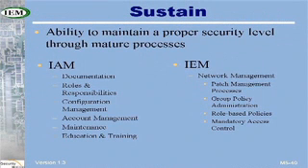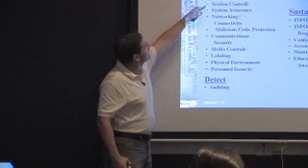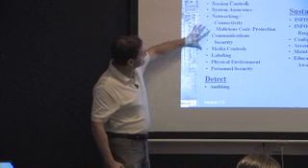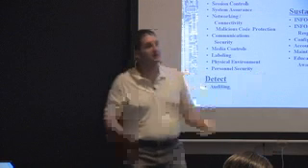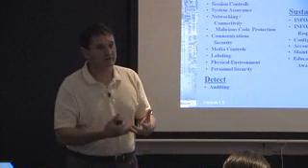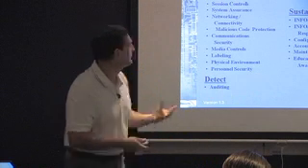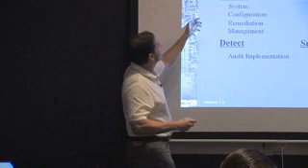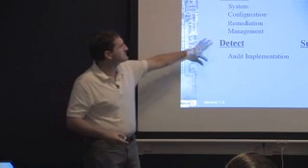The reason you get 4 numbers is because of the size of these lists. Within these lists, protect is very large, detect is very small, respond is very small, and sustain is kind of a medium size. If you try to roll these up into one number, you're going to lose where some of your issues might be. So you get 4 numbers. That was the IAM summary, and this is the IEM summary.